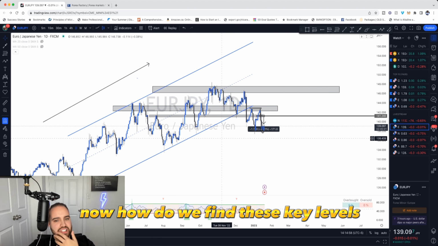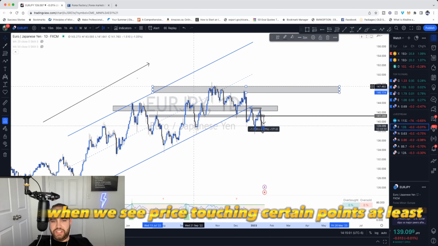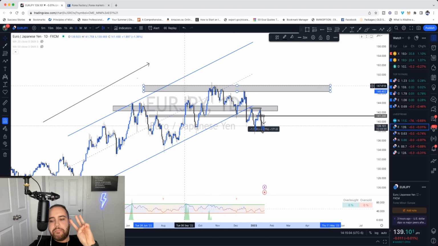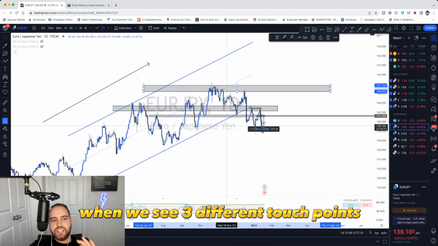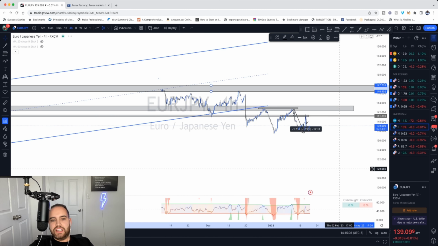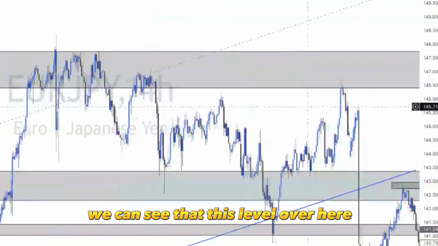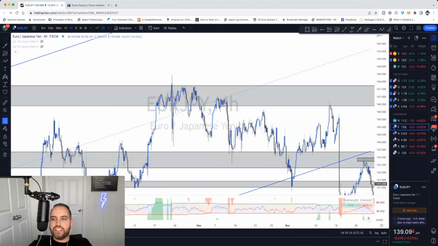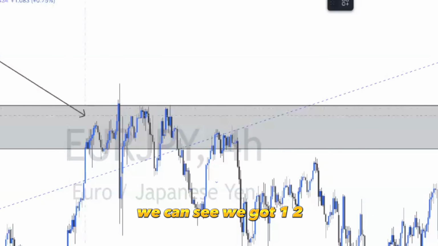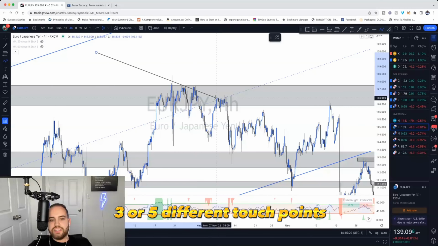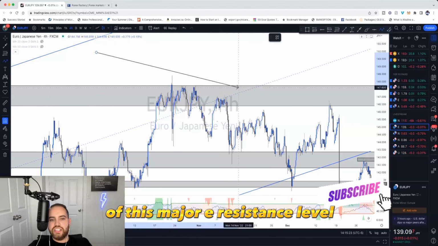Now, how do we find these key levels? Well, we can see them very clearly when we see price touching certain points at least a minimum of 3 times, when we see 3 different touch points, especially on, for example, the 4-hour time frame like this right here. We can see that this level over here is quite significant. Why? I'm going to show you exactly what I'm talking about. We got 1, 2, 3, 4, 5 different touch points of this major key resistance level.